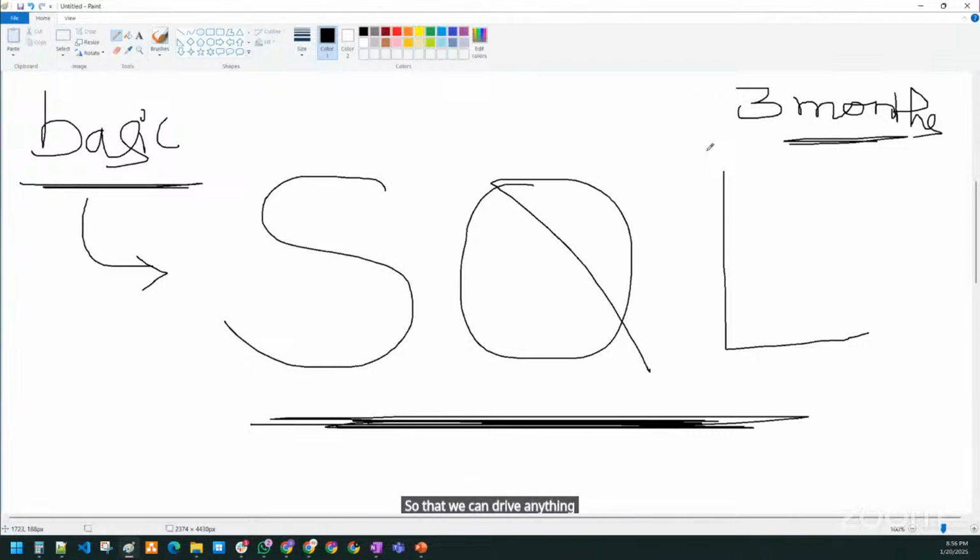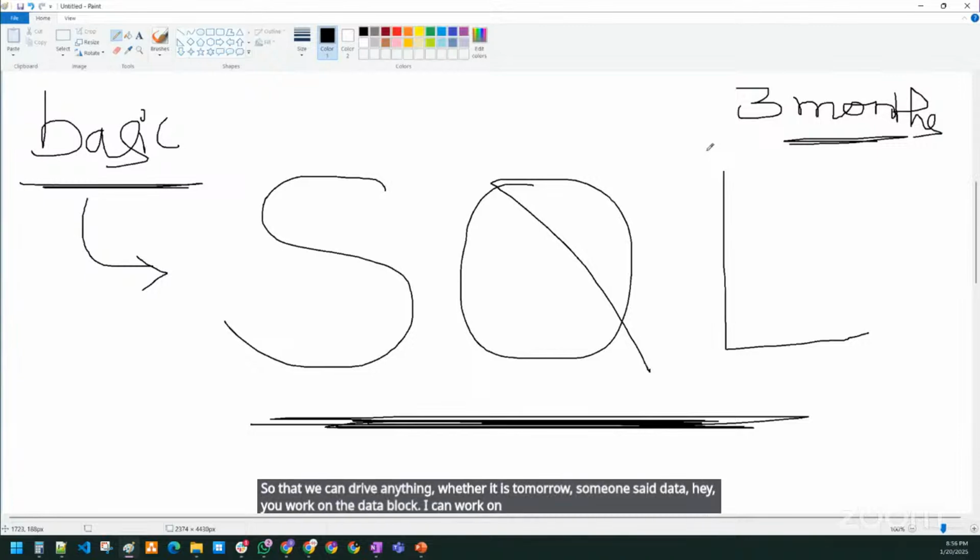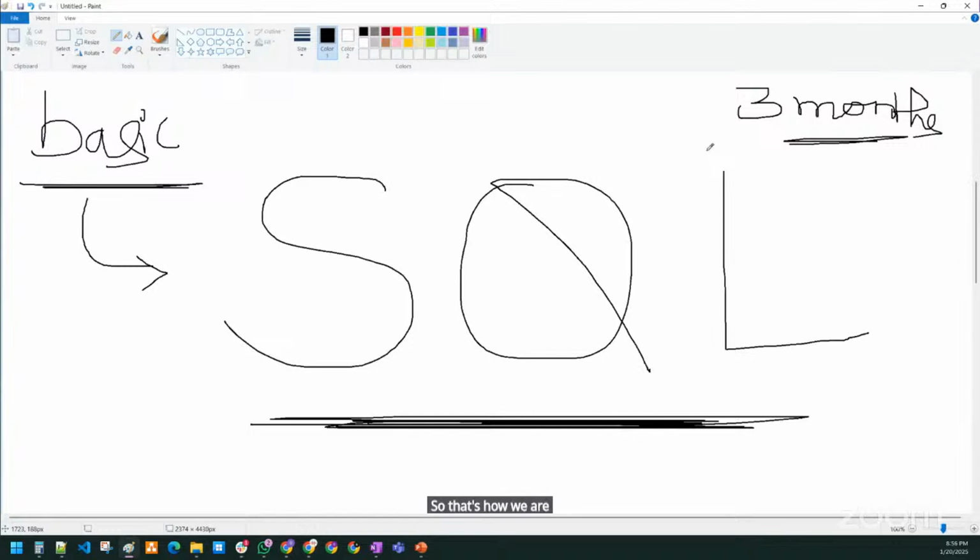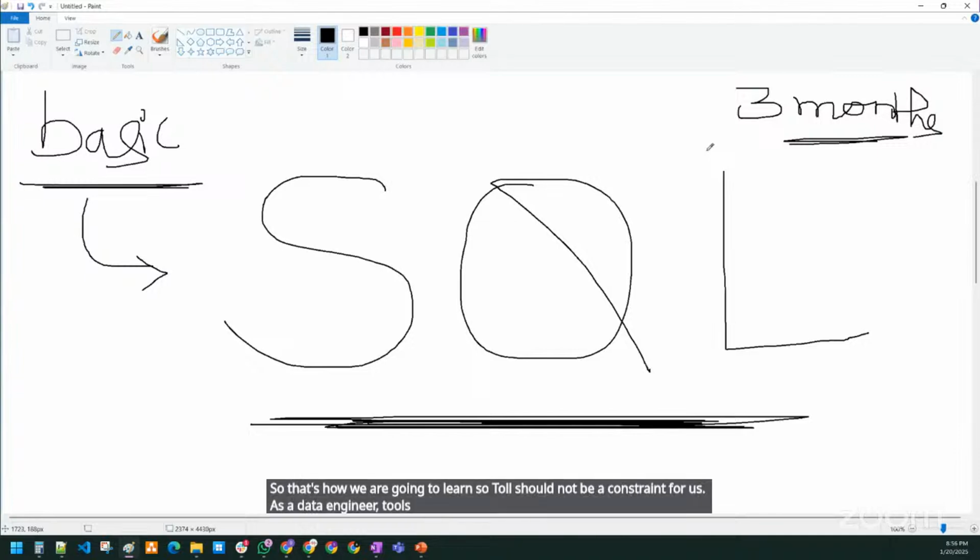Tomorrow if someone says, hey, you work on Databricks, I can work on it because I know driving. That's how we are going to learn. So the tool should not be a constraint for us. As a data engineer, the tool should not be a constraint. We should focus on how to drive it. What is the underlying technology that we need to know?